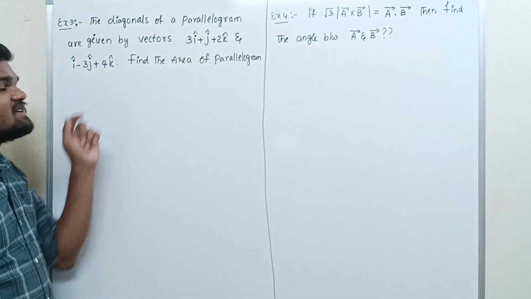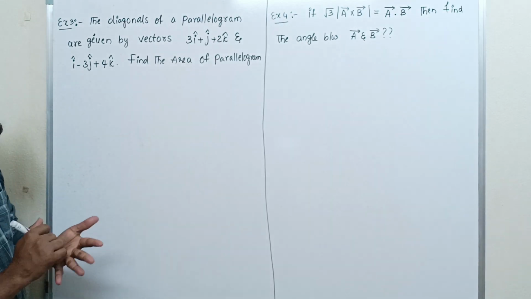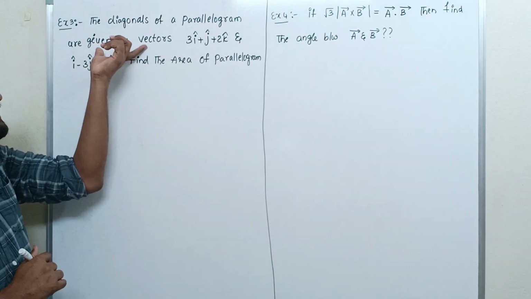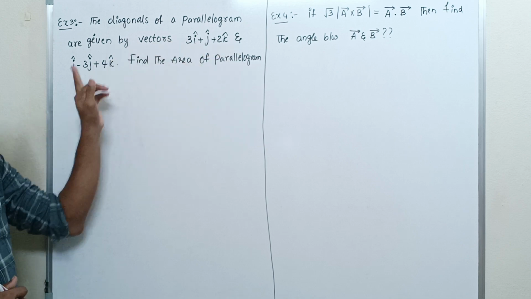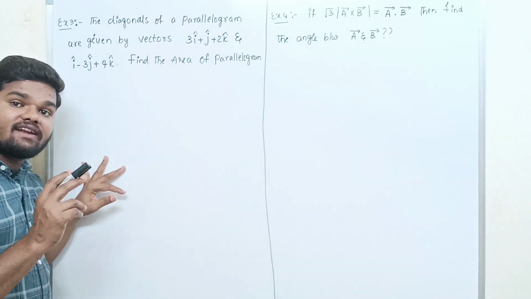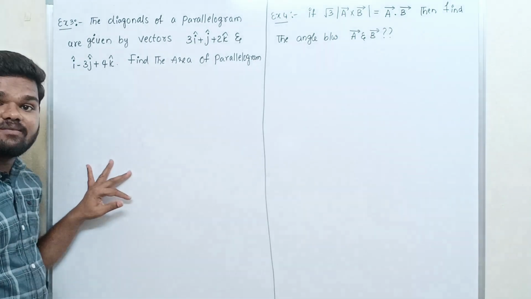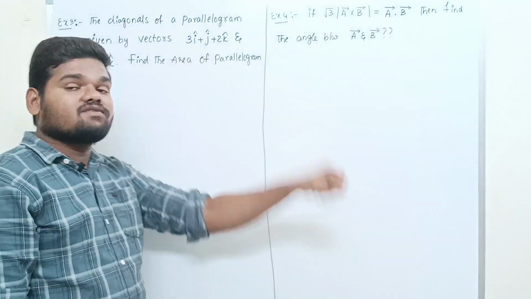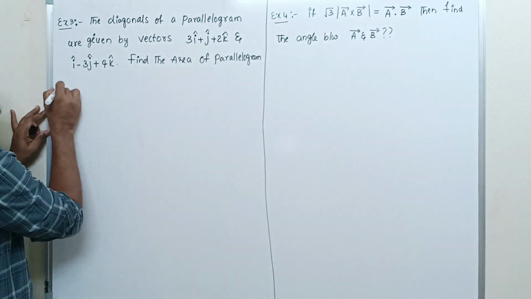So let us see example number 3. The diagonals of a parallelogram are given by the vectors 3 i cap plus j cap plus 2 k cap and i cap minus 3 j cap plus 4 k cap. They are given two vectors, and the two vectors are the diagonals of a parallelogram. They are asking to find the area of the parallelogram. I told you the formula. So what is the formula?